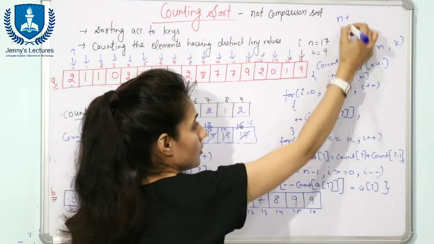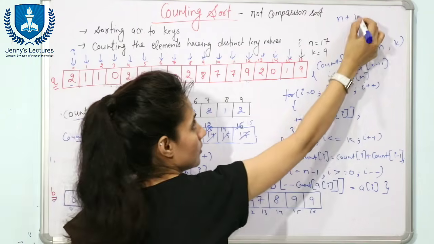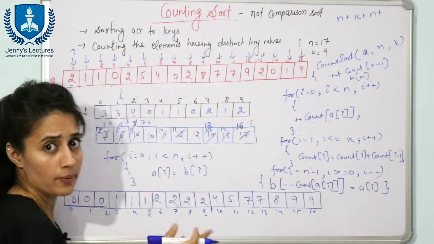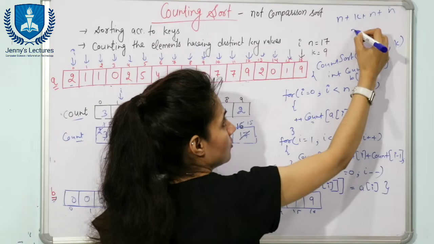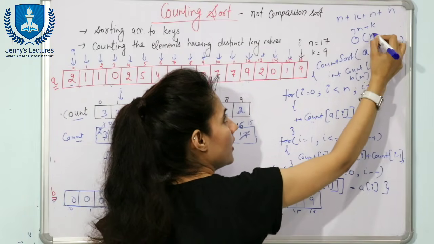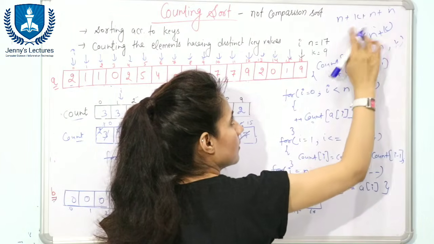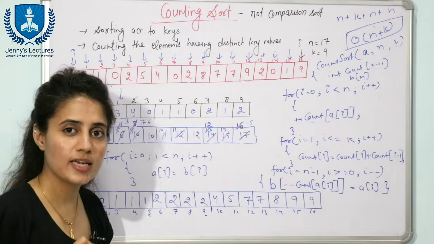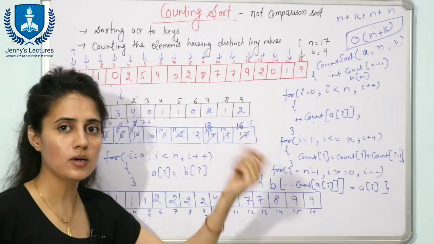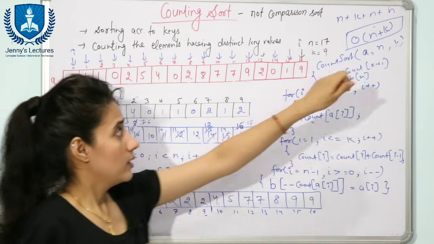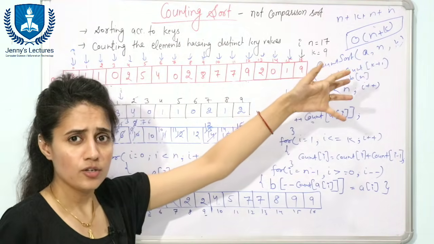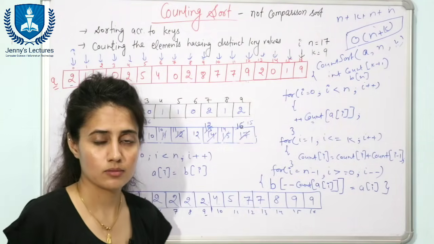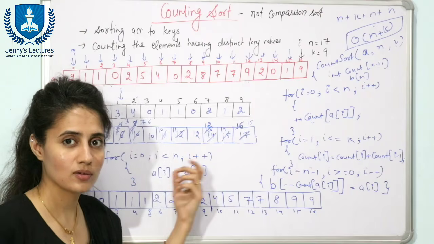Fine, n times, plus this for loop k times, this for loop also n times, and this for loop also from 0 to n, means n times. So maybe something like this, 3n plus k, or you can say order of n plus k. This would be the time complexity, n plus k, where k is the given range, n is the number of elements in the array. So if k is a constant, you can neglect this k and say order of n. In linear time you can sort the elements.